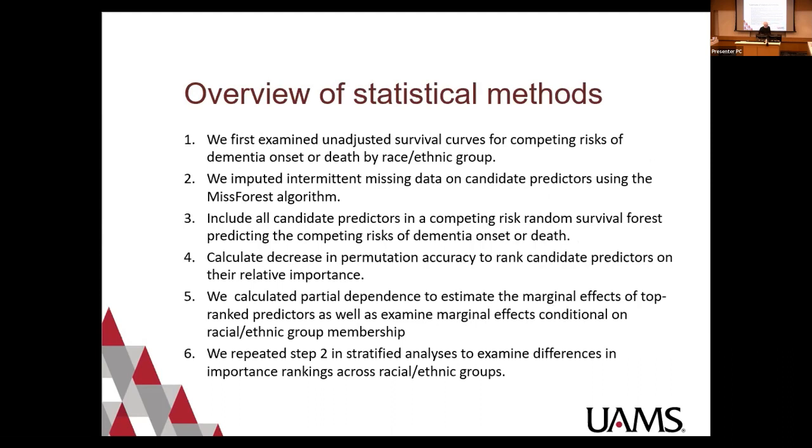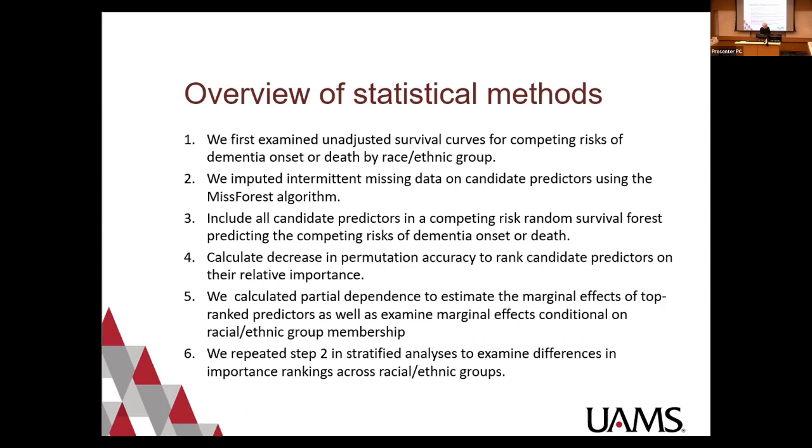So in terms of the steps in the analysis, we first examined unadjusted survival curves for competing risks of dementia onset or death by racial and ethnic group. Because we had some missing data on our predictors, we imputed that data using the missForest algorithm, which is a random forest-based, single imputation method. We then included all candidate predictors in a competing risk random survival forest, predicting the competing risk of dementia onset or death. We calculated the decrease in permutation accuracy to rank candidate predictors on their relative importance.